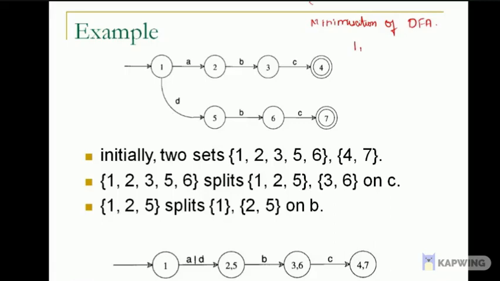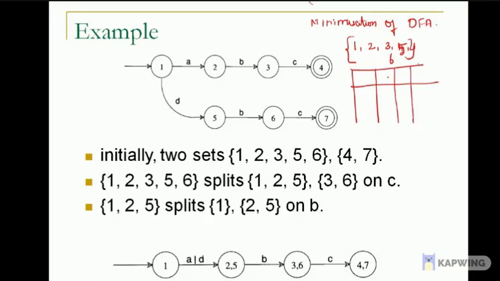So 4 and 7 are final states. 1, 2, 3, 5 and 6 are non-final states. Now let us see the transition table. Can anyone tell what are the symbols we are using here? How many columns will be there in this transition function table? This is a DFA. We are going to minimize this DFA.